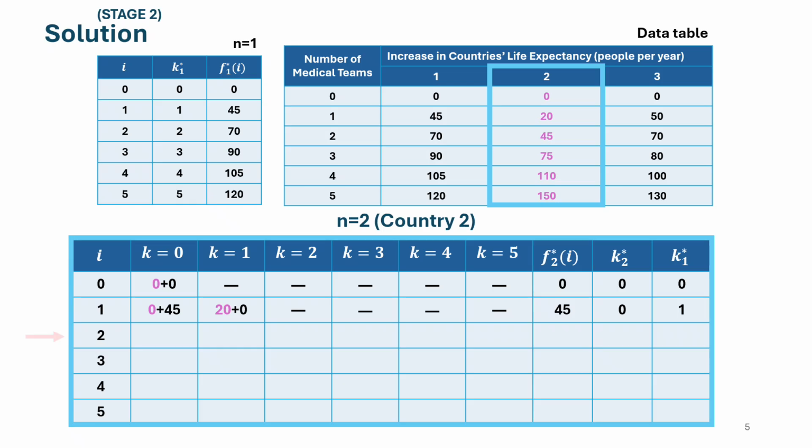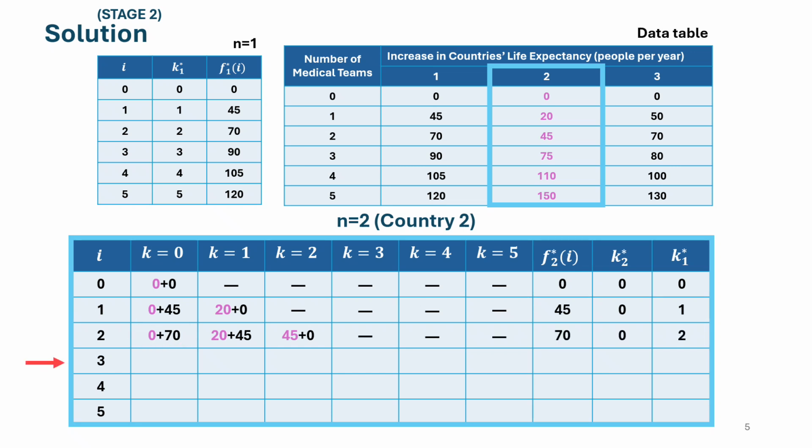For the state where I is 2, we evaluate k equals 0, 1, or 2. For k equals 0, the total is 70. For k equals 1, the total is 65. For k equals 2, the total is 45. The maximum is 70, achieved when k is 0.